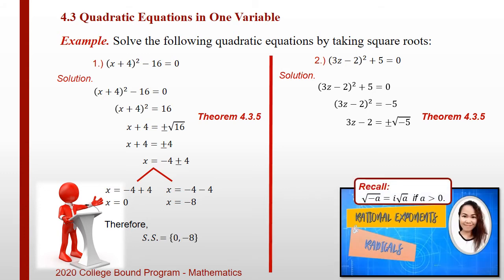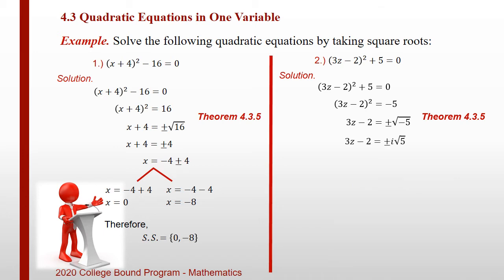Recall that for any positive real number a, the square root of negative a is equal to i times the square root of a, where i is the imaginary number. This means that the square root of negative 5 is i times the square root of 5. Solving for z yields z = (2 ± i√5)/3. Therefore, we have the following solution set.